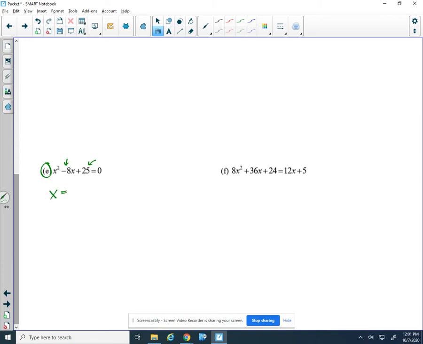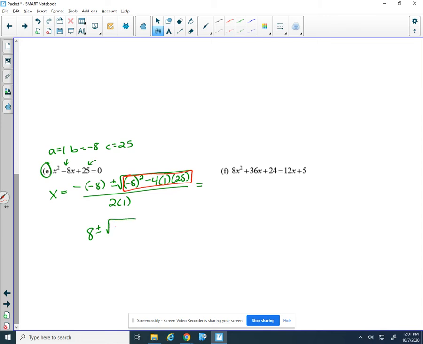So my a value is 1, my b value is -8, and my c value is 25. So we have x equals -8 plus or minus the square root of -8 in parentheses squared minus 4 times 1 times 25, all over 2 times 1. From here, I have 8, and I'm going to type in that discriminant, the number under the radical, and I get a -36 there. And then this is all over 2.